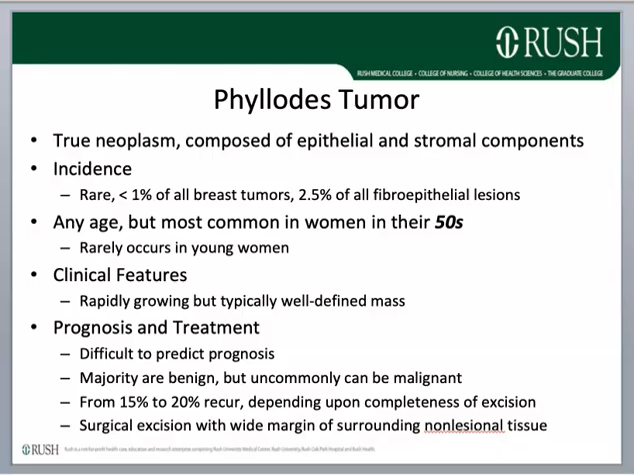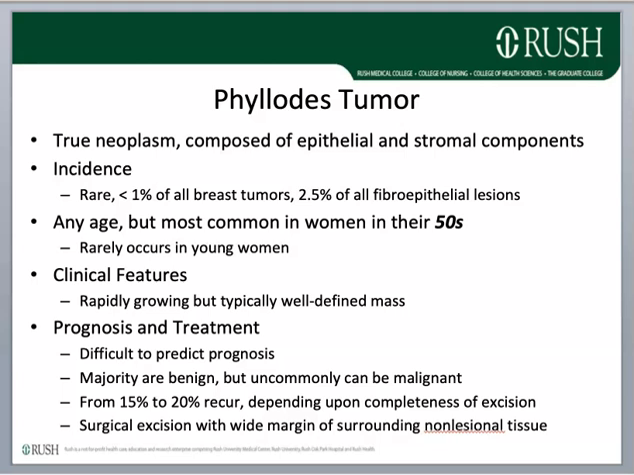Phyllodes tumor is the true fibroepithelial neoplasm. So it's composed of both epithelial and stromal components, but it's the stromal component that gives it its unique features. These are uncommon tumors, less than 1% of all breast tumors, and only about 2.5% of all fibroepithelial lesions in general. So fibroadenomas are much, much more common.